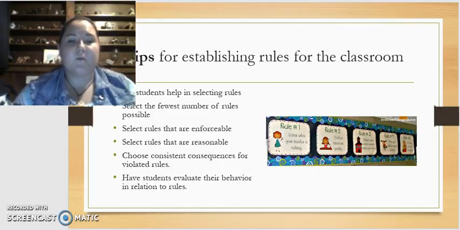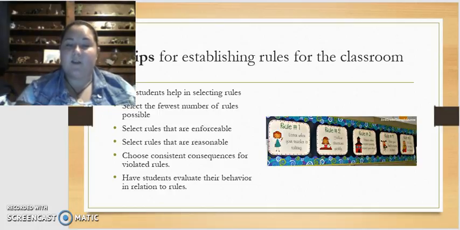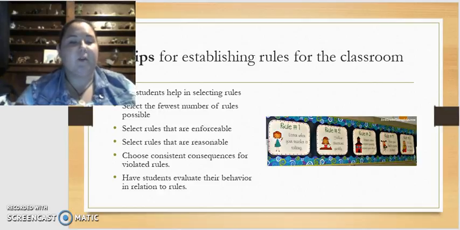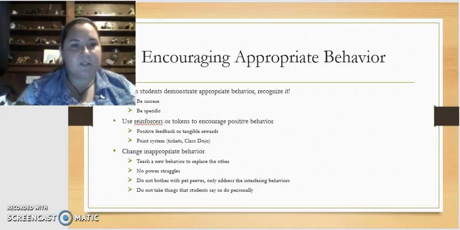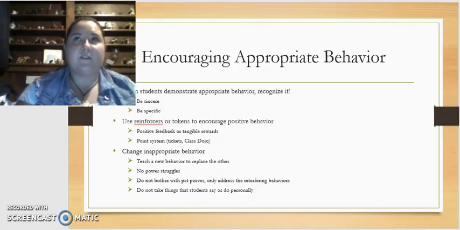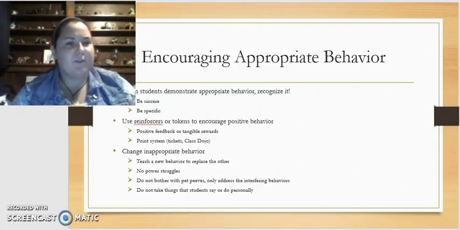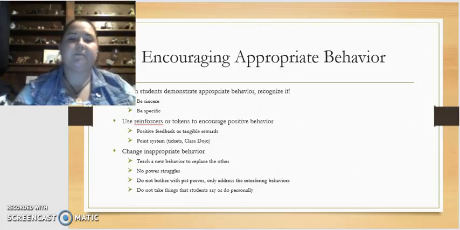Choose consistent consequences for violated rules. Make sure consequences apply to all students and they happen every time the rules are violated. Have students evaluate their behavior in relationship to the rules. Encouraging appropriate behavior. When students demonstrate appropriate behavior, recognize it. Be sincere and be specific. So instead of saying, "Good job," you could say, "I really like how you stayed quiet and you sat at your seat waiting for instructions."